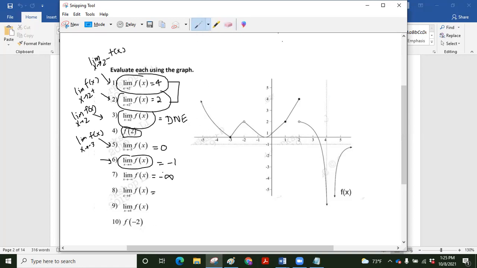The next question asks us the limit as x approaches 4 from the left. So we're finding 4, and now we're approaching from the left. We're coming in from this way, and it seems to be going up to positive infinity. Then we ask, what is the limit as x approaches 4 from the right? So we're coming this way, 4 from the right, and we see that we're approaching positive infinity.